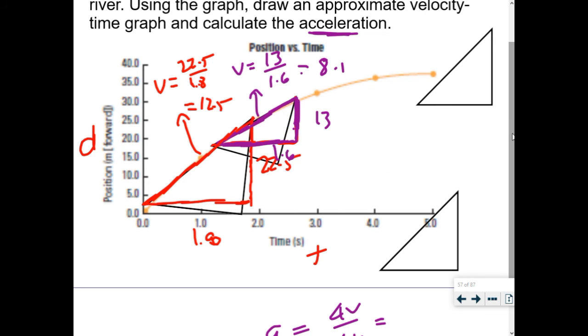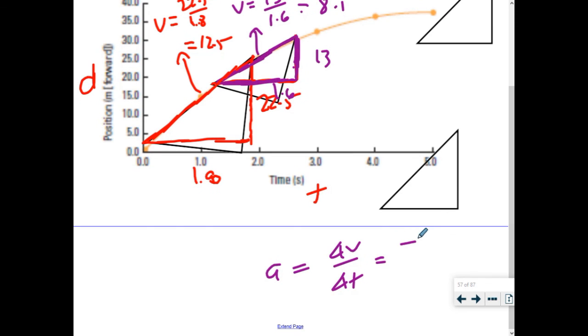So can I just say my velocity is about 4? I think my velocity dropped by 4. And the amount of time that happened was from the 1 second mark to the 2 second mark, so in 1 second. So I think my acceleration is about negative 4 meters per second squared. That's how I did that.